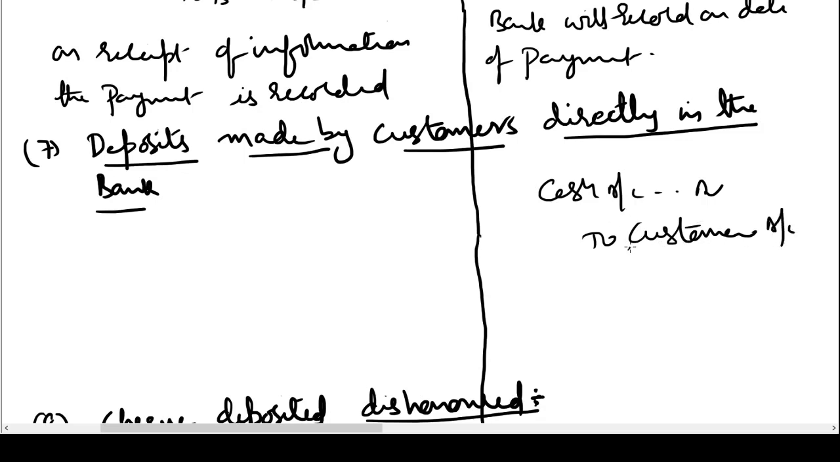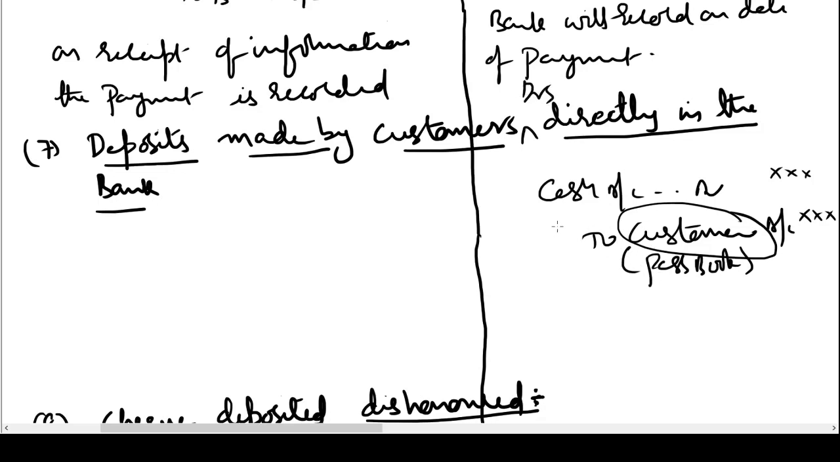So our passbook would be credited because this money belongs to me. So my customer is depositing money in the bank. Bank and the customer has no relationship. Bank is collecting money on our behalf. Here customer means the business who is having an account with the bank. So we can also read this transaction as deposits made by customers, or we can say debtors, directly in the bank.